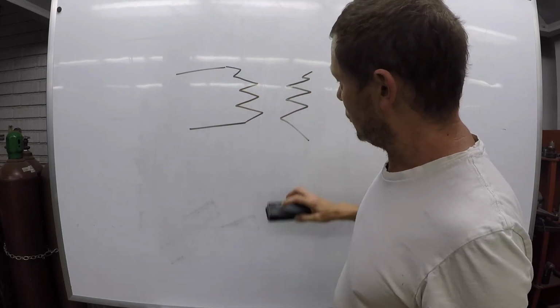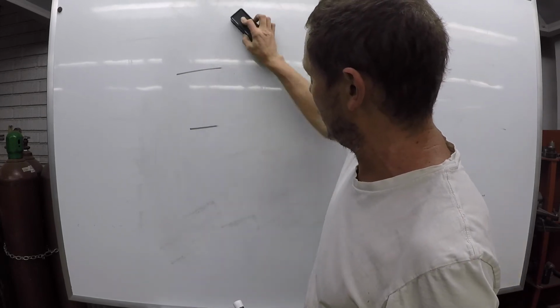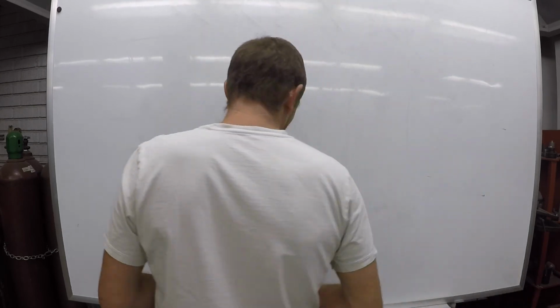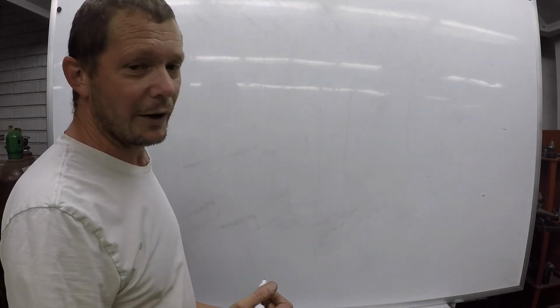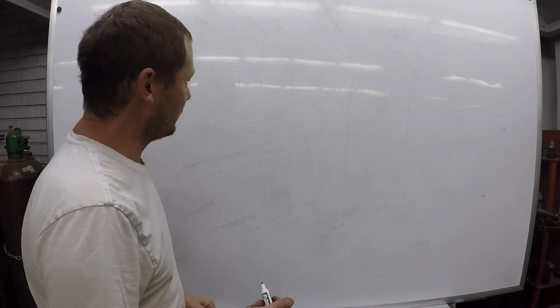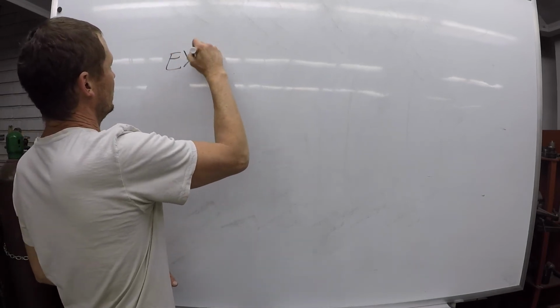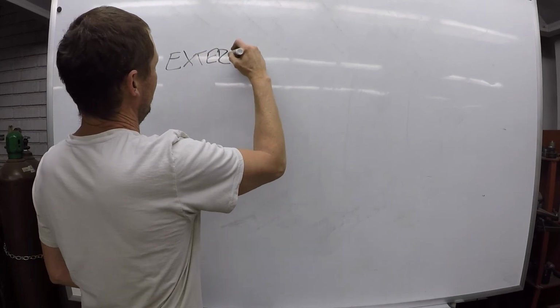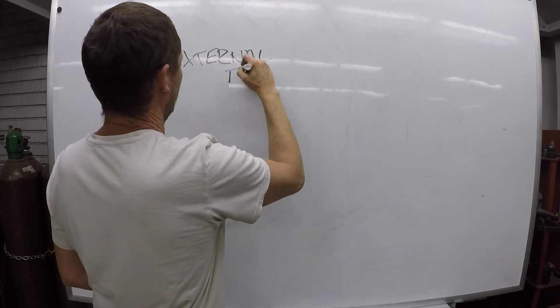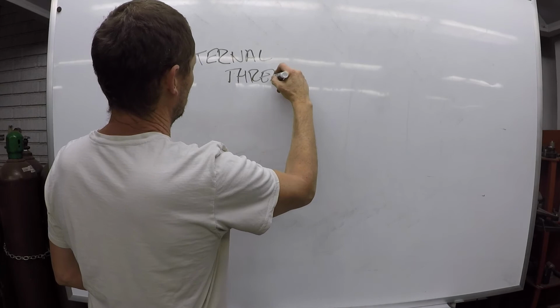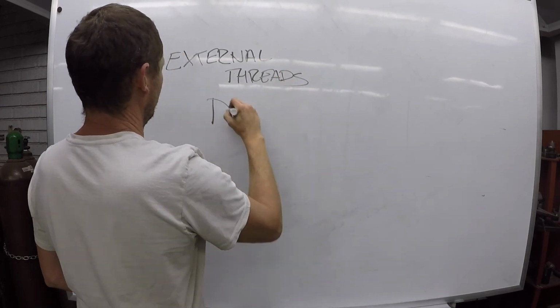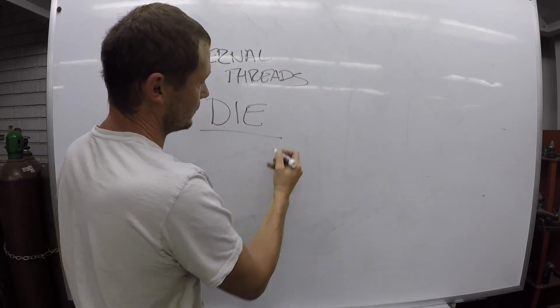Okay, so the tool to make external threads, which believe it or not, we don't use very often, is called a die. So external threads is called a die. Okay?